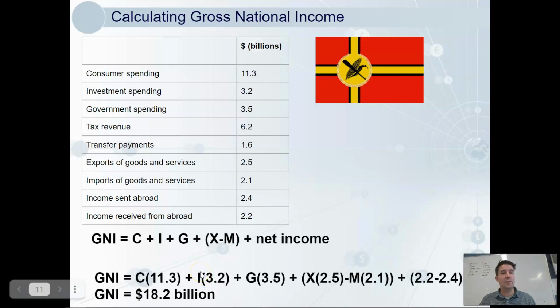So all we're doing is taking GDP, C plus I plus G plus X minus M, plus net income. So income received from abroad, that's a positive for GNI, income sent abroad, so those profits going overseas or the remittances going overseas, that's going to be subtracted off. So the net income is negative 0.2 billion. So that's why we get our GNI that's just a little less than our GDP.